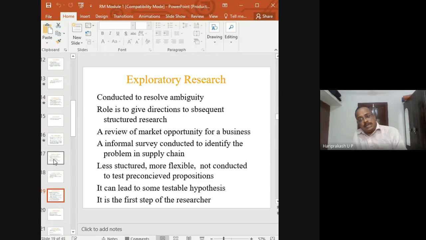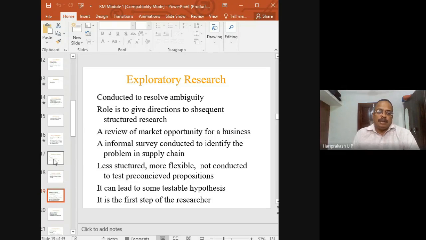From there, the final product will be manufactured, and these manufactured products will be taken by the wholesalers. The wholesalers will take them to the retailers, and the retailers will take them to the consumers. All these different sets of individuals put together is called a supply chain. There may be some problem in the supply chain. If you are trying to find out what the problem in the supply chain is, and you are doing research on that, that is exploratory research.